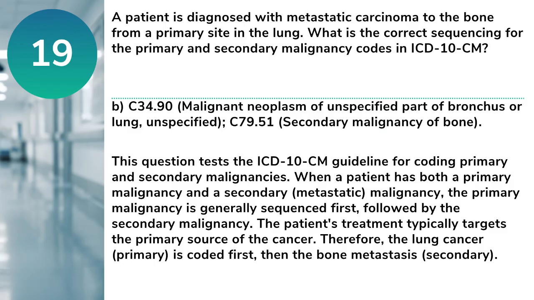When a patient has both a primary malignancy and a secondary, metastatic, malignancy, the primary malignancy is generally sequenced first, followed by the secondary malignancy. The patient's treatment typically targets the primary source of the cancer. Therefore, the lung cancer, primary, is coded first, then the bone metastasis, secondary.